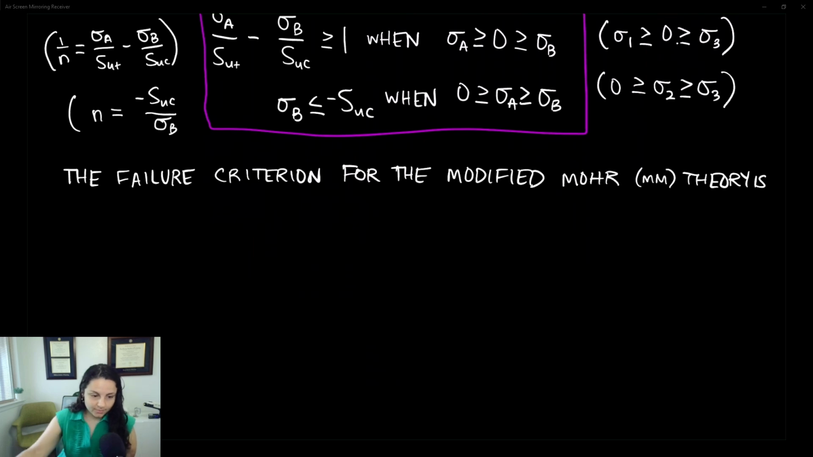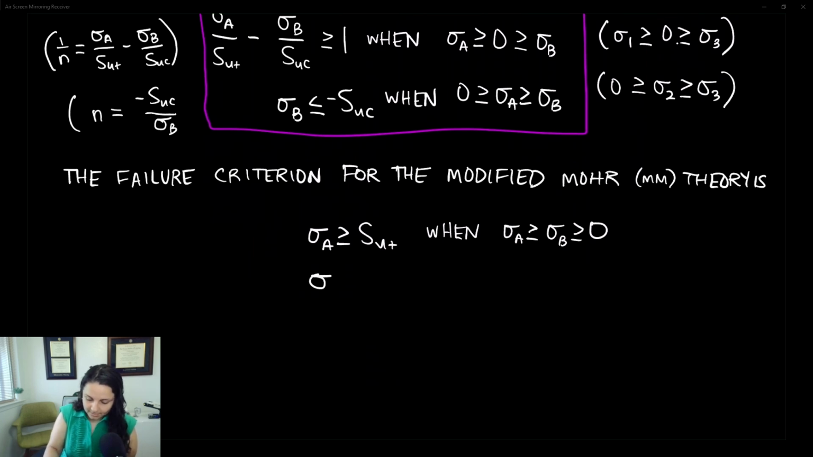Okay, so when sigma A is greater than SUT, we predict failure, as we did before. Okay, so this is the same as the Brittle Coulomb-Mohr. And then I'm going to go ahead and write the other line that is the same as Brittle Coulomb-Mohr, which is that we predict failure again when sigma B is less than negative SUC. And we'll use that again when sigma A and sigma B are both negative.